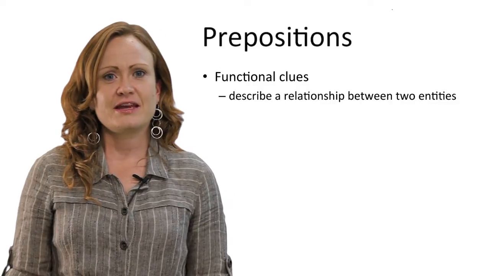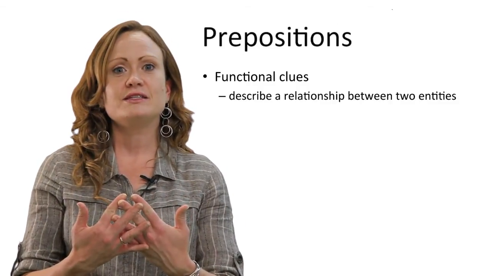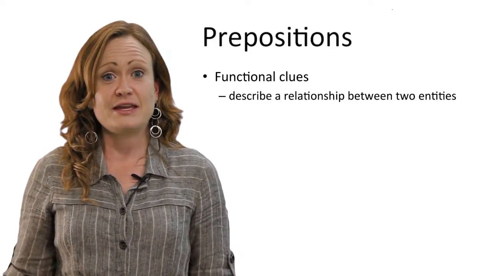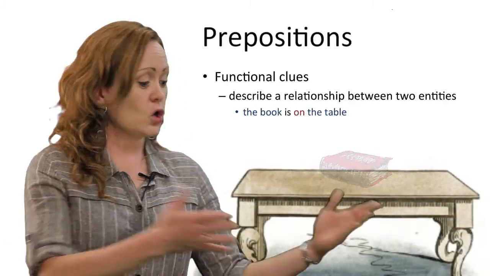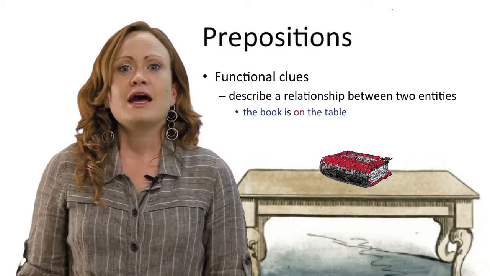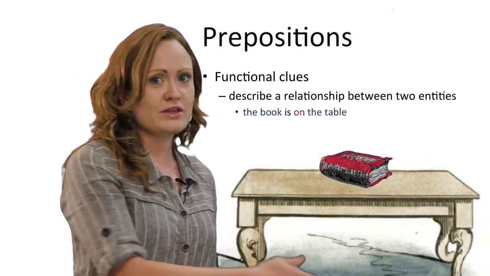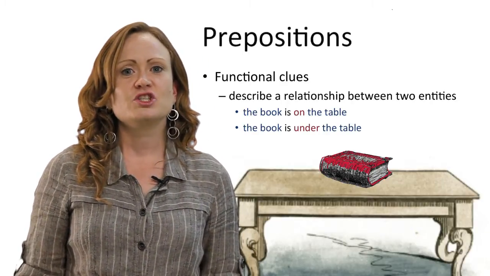Functionally, we might say that prepositions describe a relationship between two entities. Often that relationship is a location in space or time. If I say, the book is on the table, I'm telling you where the book is located with respect to the table. The word that gives you this information is the preposition "on".